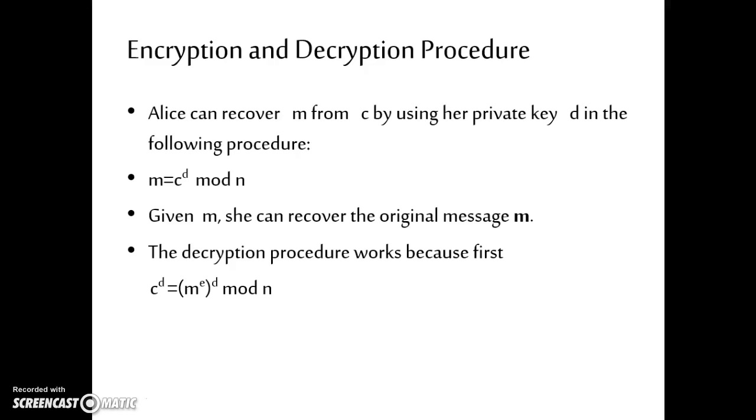Here we see that the formula for the ciphertext and the message seems to be similar. We have to be careful here. Now how does the decryption work and we get the original message M? It is because of the public and the private keys. Ciphertext to the power private key is nothing but message to the power public key to the power private key.